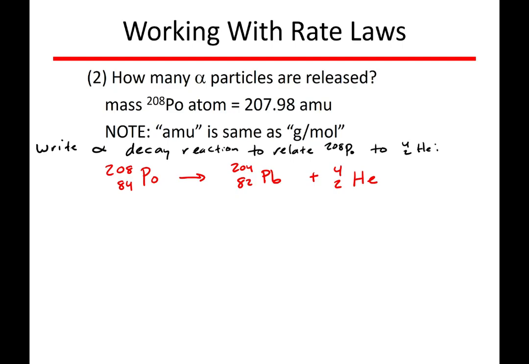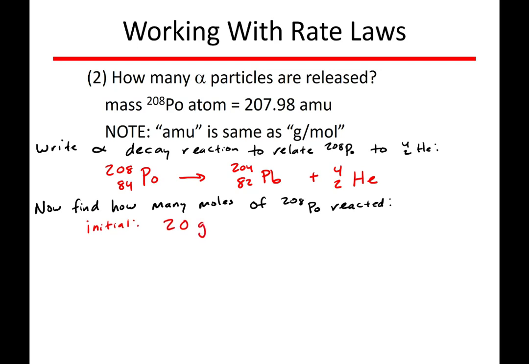Alright, what we see from this reaction is that we have a 1-to-1 mole ratio here. It says that for every 1 mole of polonium-208 that reacts, you generate 1 mole of alpha particles. So now what we have to do is find how many moles of polonium-208 have reacted. Now, how are we going to find the number of moles of polonium-208 that reacted? Well, keep in mind that we were told what the initial mass of polonium-208 was. So we initially had 20 grams of polonium-208.